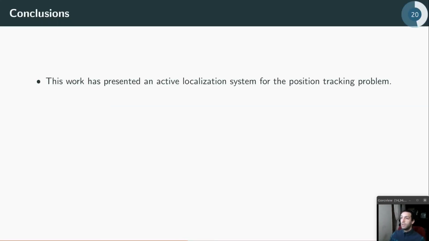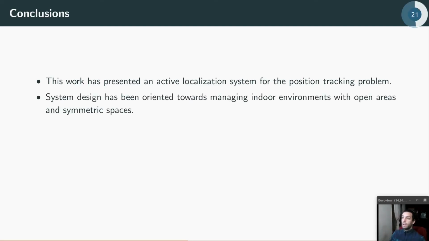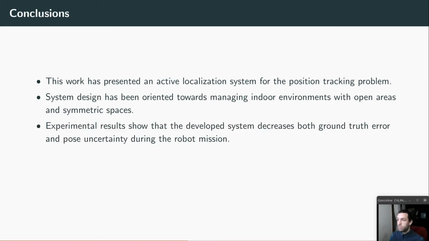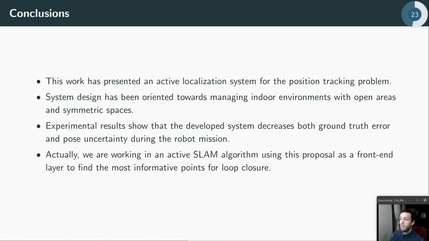As conclusions, this work presents an active localization system for the position tracking problem. The system has been oriented toward managing indoor environments with open areas and symmetric spaces, which are the most problematic ones. The experiments showed that the developed system decreases both ground truth error and pose uncertainty during the robot mission. And finally, we are working on an active SLAM algorithm, using this proposal as a front end for the mapping algorithm.